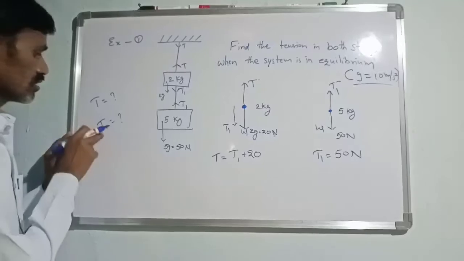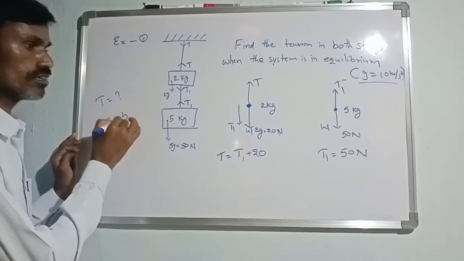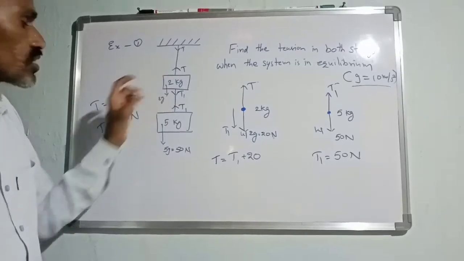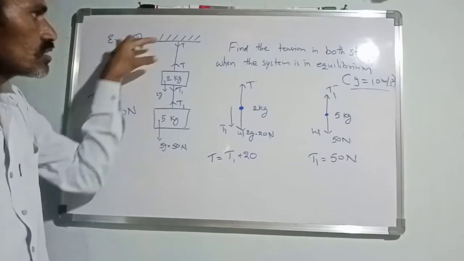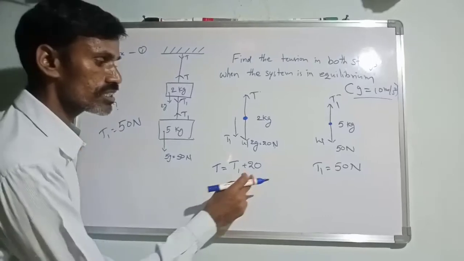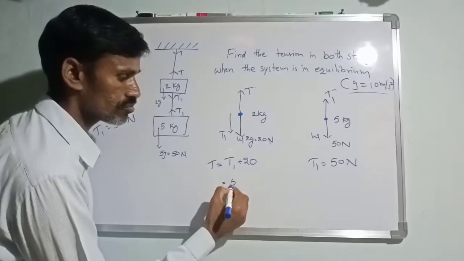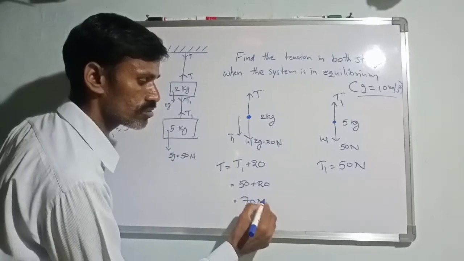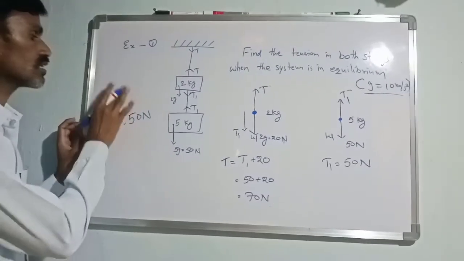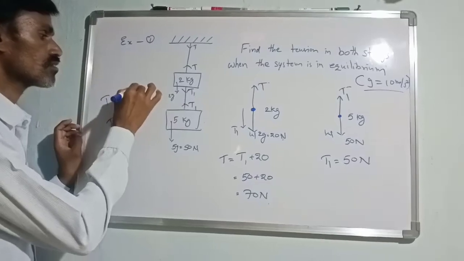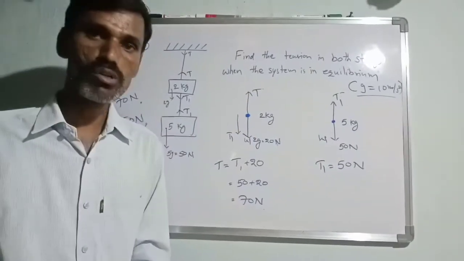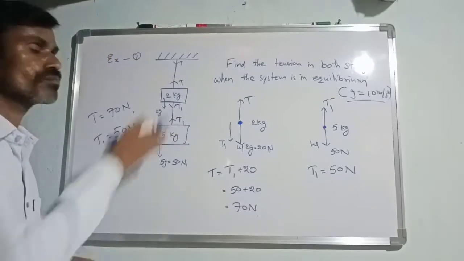Okay, so one answer is already calculated. The tension in the second string is 50 newtons. What is the tension in the first string? That is T1 plus 20, that is 50 newtons plus 20, that is 70 newtons. Okay, the tension in the first string is 70 newtons. In this way we use the free body diagram to find unknown quantities.